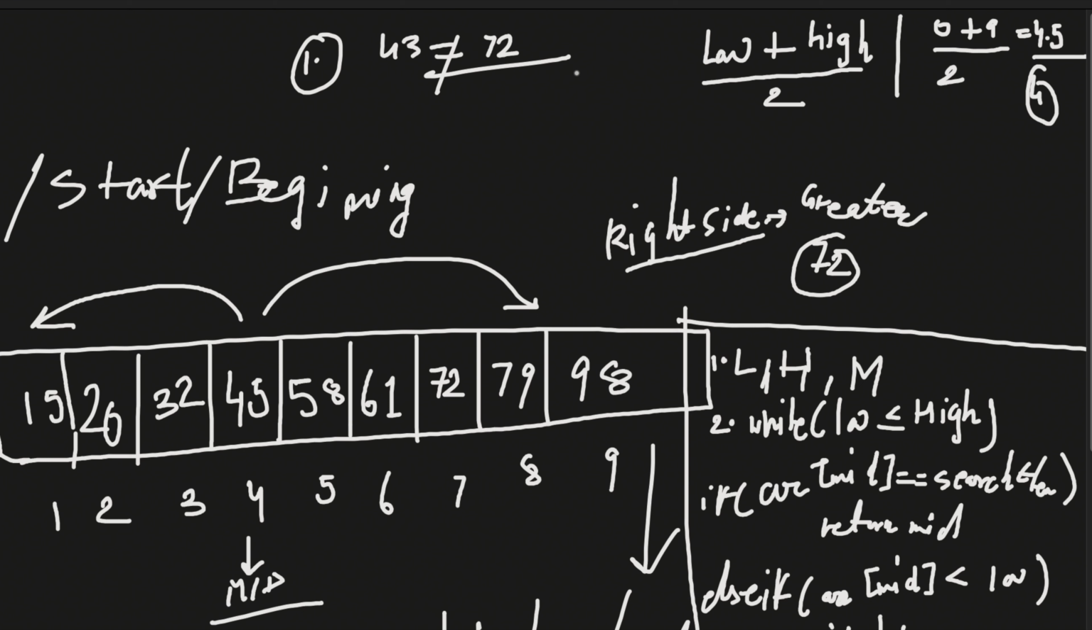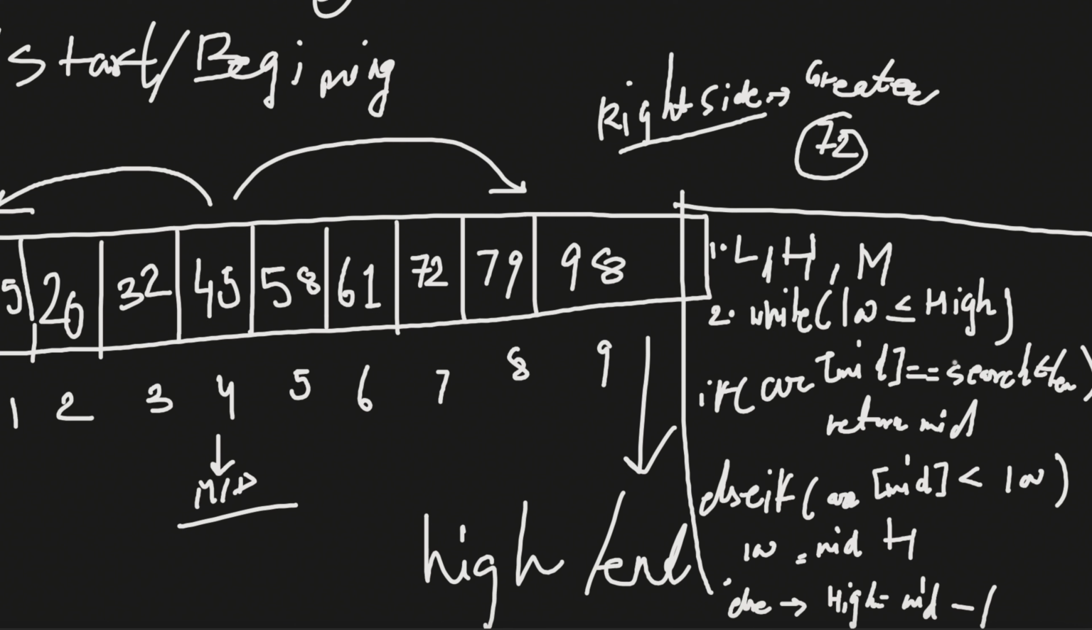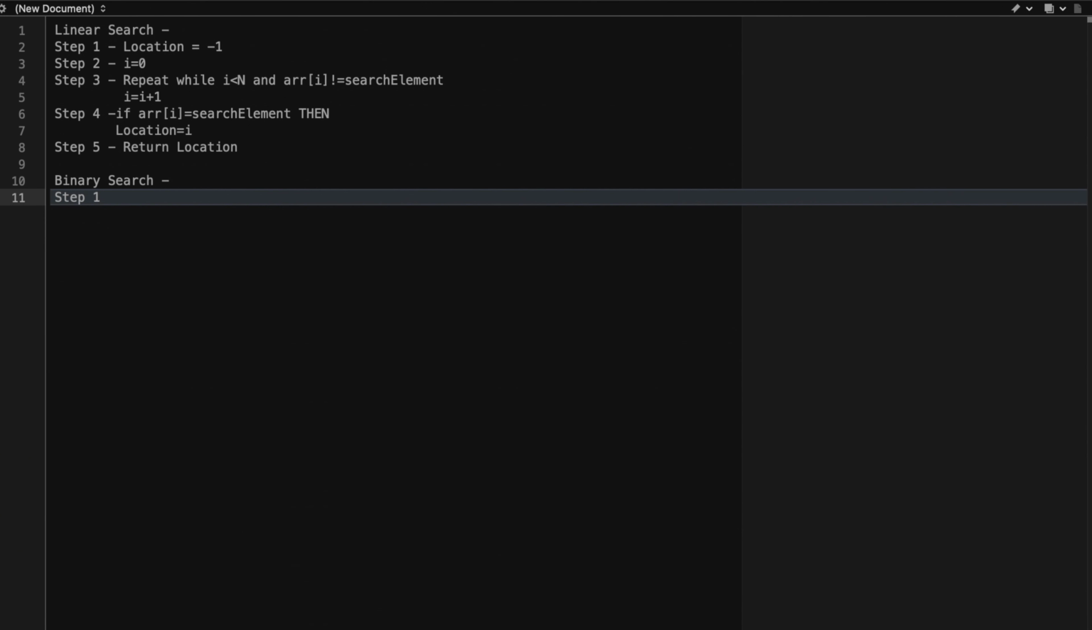Okay, so now we go to the second condition. Second condition is if array of mid... It's not low, it is search element. Okay, so step 1 would be low, high, and mid would be low plus high divide by 2.